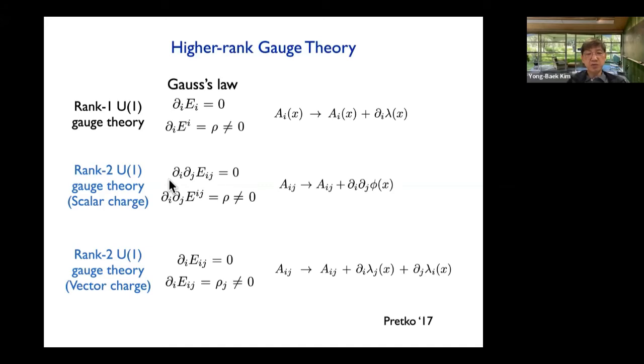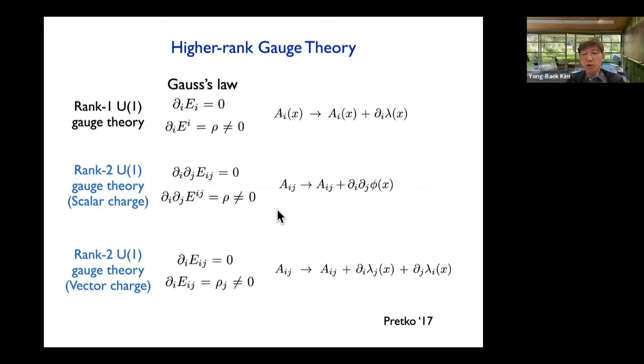Then, of course, we can also write down the corresponding Poisson's equation. The difference here is that if you use a double derivative like this, then the right-hand side of the Poisson's equation has to be a scalar. So we are dealing with the scalar charge theory. But if you use only one derivative like that, then the right-hand side has to become a vector. So it turns out in this case, the charge degree of freedom is represented by some kind of vectorial charge. And there are corresponding gauge transformations.